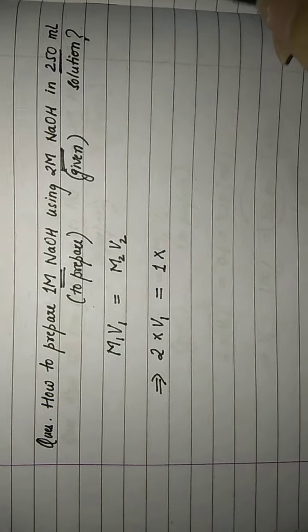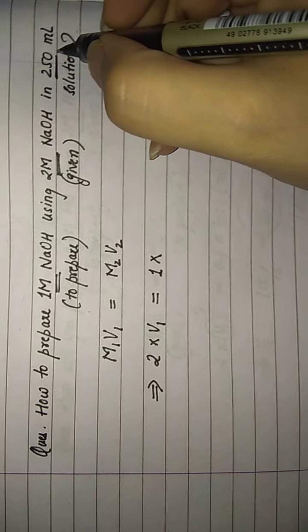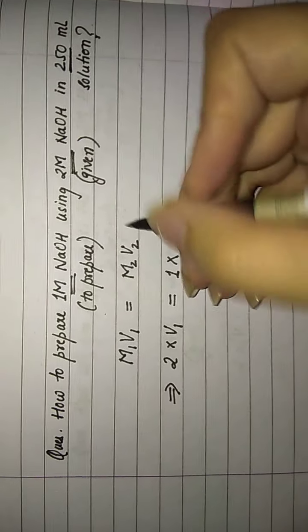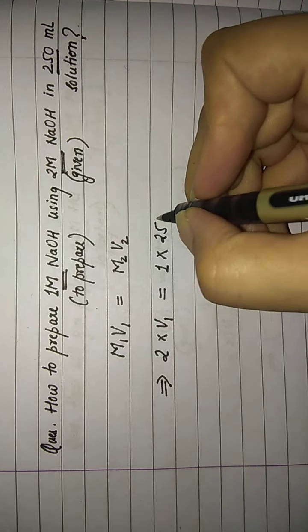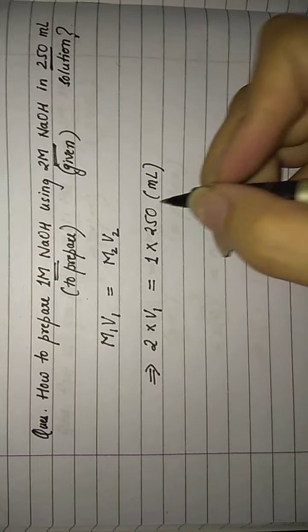Now this time I will not be taking 1000 ml because the volume has been given to me in the question. Okay, it should be a 250 ml solution. So this time my volume will be 250. It will be in milliliter. It will be 250 ml.